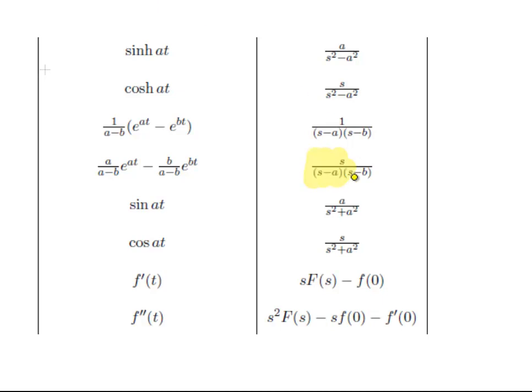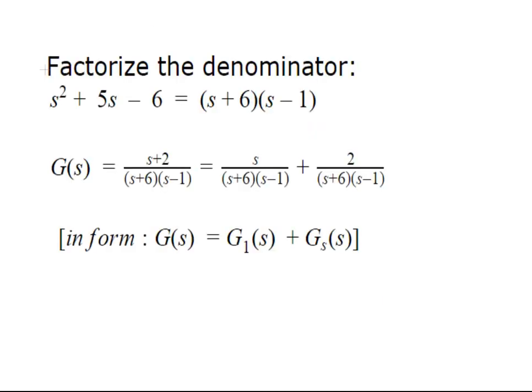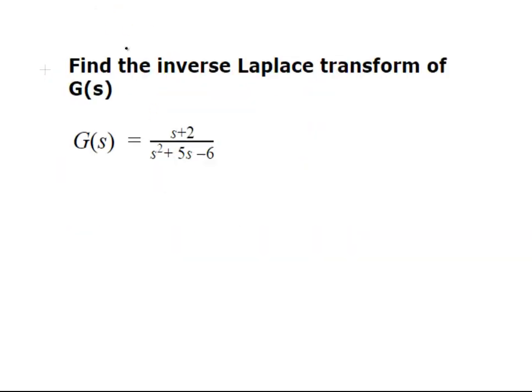We have an expression here, s over (s minus a)(s minus b), and we have an expression just above it, 1 over (s minus a)(s minus b). So we're going to use those, because essentially all we need is the a and the b component. So what we're going to do here is see if we can factorize this. It turns out that in this particular instance, it's a pretty easy factorization.